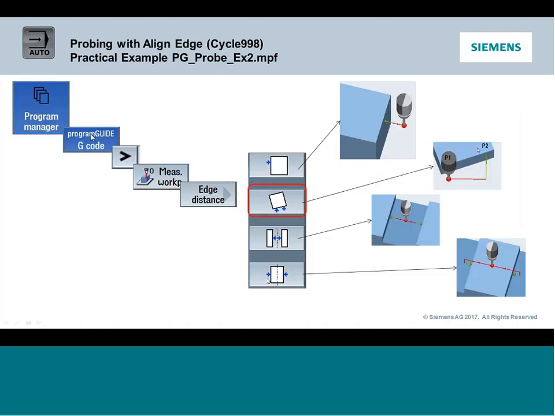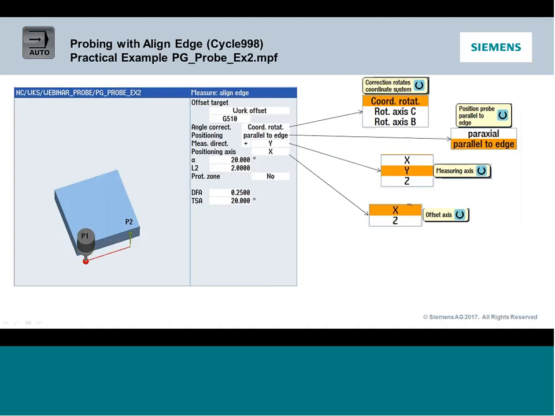So align edge can be found under the edge distance field, but now we're going to use the one that shows the box at an angle with the two little arrows, and that is going to get us into this align edge, or this cycle 998. So there's a couple new fields when you get to align edge. First thing, the angle correction field, your coordinate rotation field right here. You want to pick how you want to apply the offset adjustment. So am I writing to a coordinate rotation, and I'll show you where that is in a minute, or am I writing right to the direct axis of my rotary? This machine happens to be a BC machine, so it's got a rotary around the Y and a rotary around the Z. You could have an AC machine.